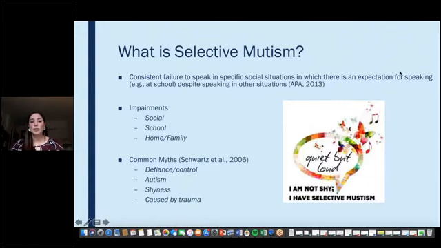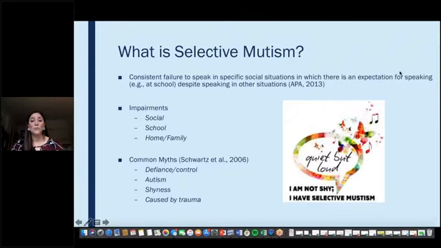I want to take some time to dispel some of the common myths among professionals, educators, and even parents, who may be less well versed in selective mutism. So one of these is that kids with selective mutism are being defiant or oppositional or are choosing not to talk. This is because kids with selective mutism are in such a long ingrained pattern of avoidance and have really learned to navigate their world by using nonverbal communication.